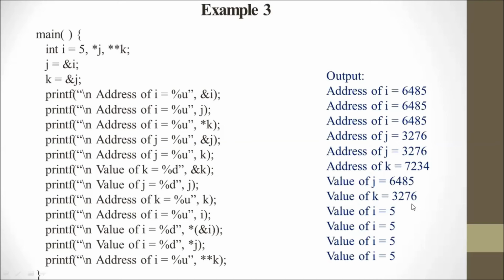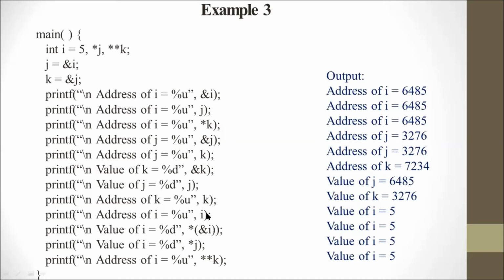3276. This is the k value, because we assigned the j address to k. So this will print the k value, meaning 3276. This is the j address, assigned to k.